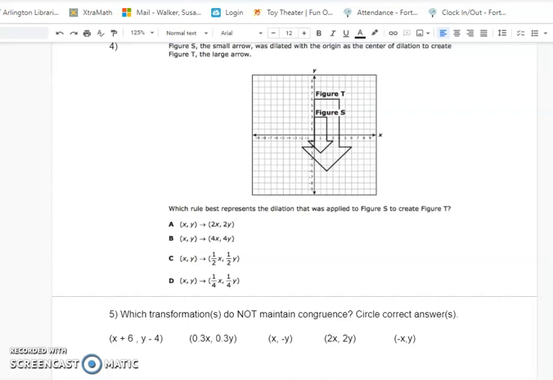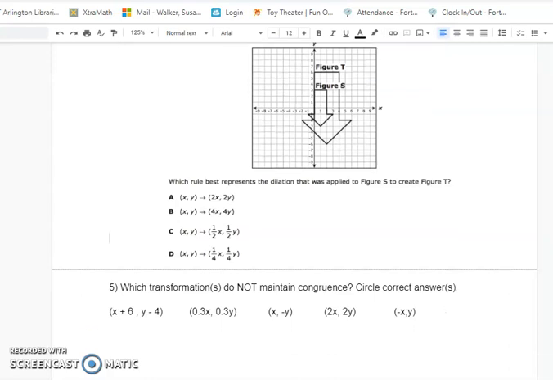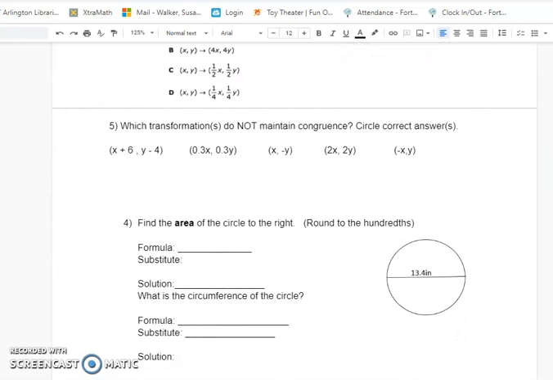Number 5, we've been doing these kind of week after week. Which ones do not maintain congruence? So which ones change size? So remember, if they change size, there is a number in front of the variable. Okay?